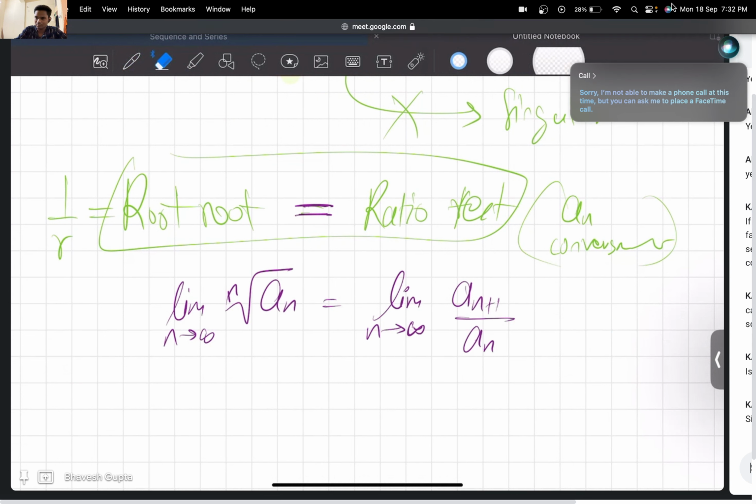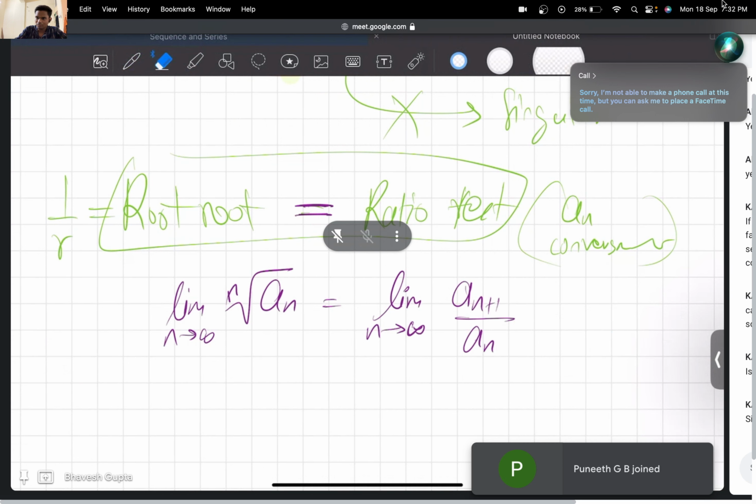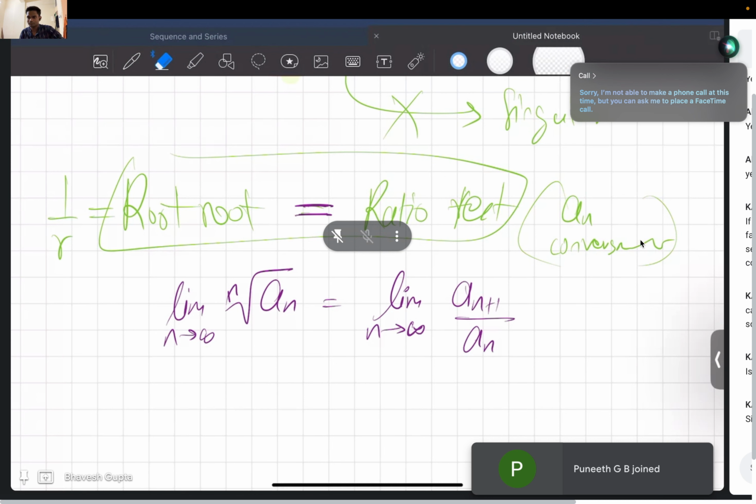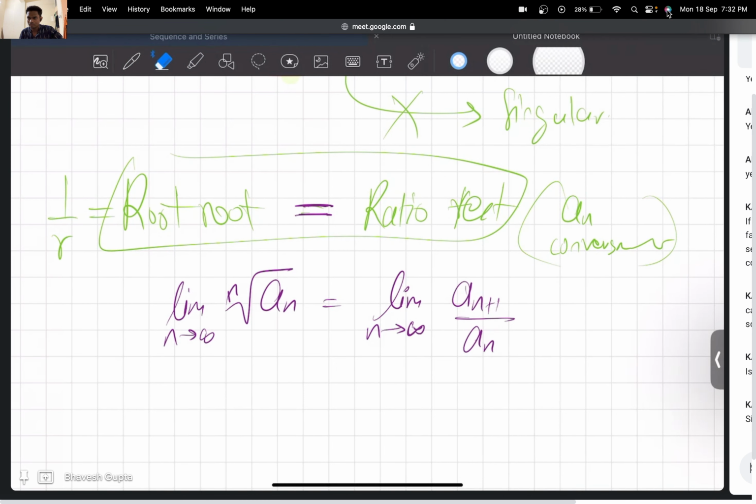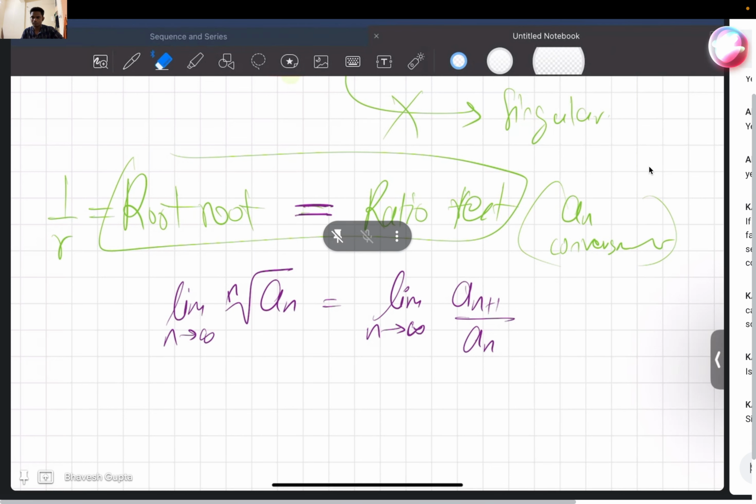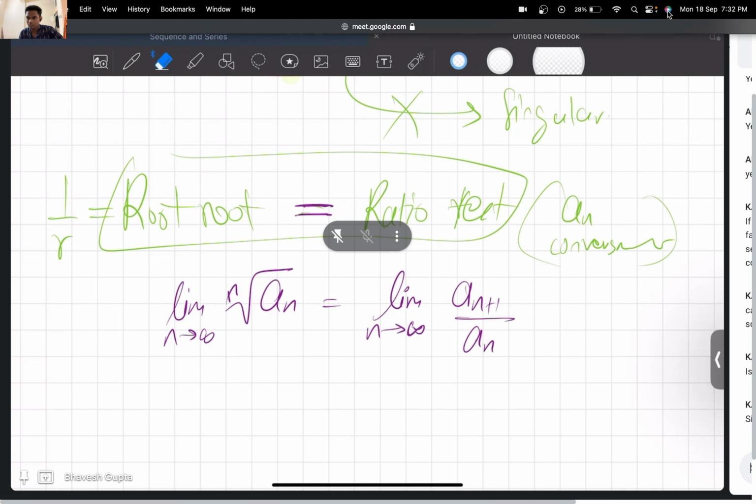Sorry, I'm not able to make a phone call. I once read that if limit points are inside the interval, then they are convergent, something like that. I don't remember the exact theorem, but I saw something like that.